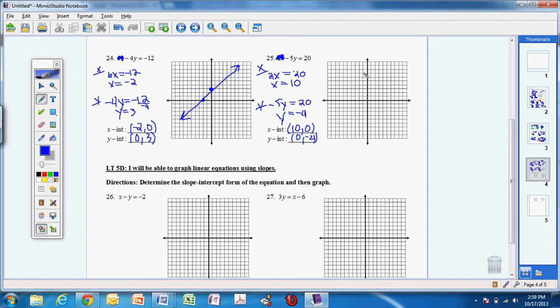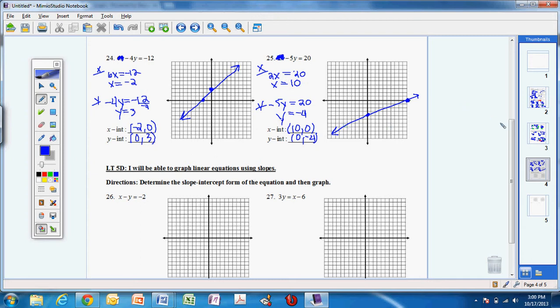So plotting those on my graph again, the x-intercept is 10, 0. So 10, 0 is over here. And my y-intercept is at 0, negative 4. So I'm going left or right none, and I'm going down 4. So that's right there. And again, the last step is to actually draw our line. So we should have a line looking something like that. Okay.